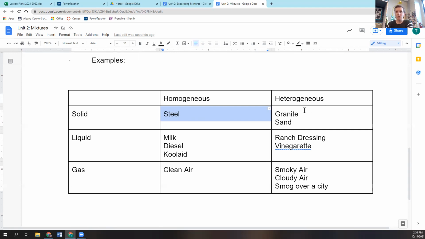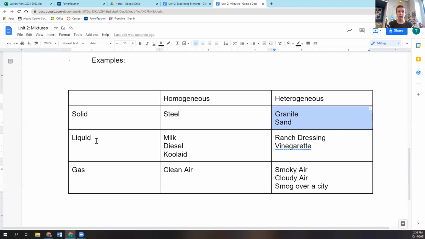Heterogeneous solid mixture would be like granite, the rocks at Meadville. If you look at them, they have different crystals of different components to the granite, or even just sand. You can get some pretty pure sand on certain beaches around the world, or you can order sand that's very pure looking. It's going to be mostly silicon dioxide. But if you just go outside and pick up some sand off of the ground, you're going to have lots of variation in there, and that's going to be heterogeneous. So that's what I was thinking of when I was looking at these. So those are two heterogeneous solid examples.